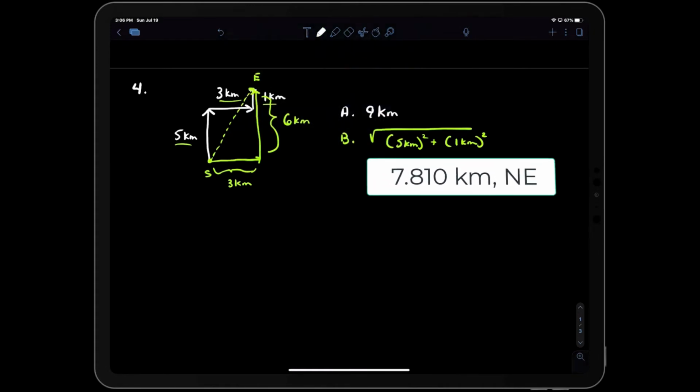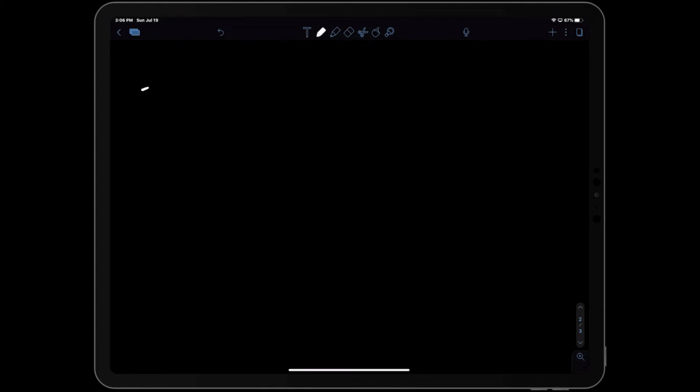We have number 5. Number 5 now says Alex goes cruising on his dirt bike. He rides 700 meters north. Okay, so we'll have 700 north and 300 east.